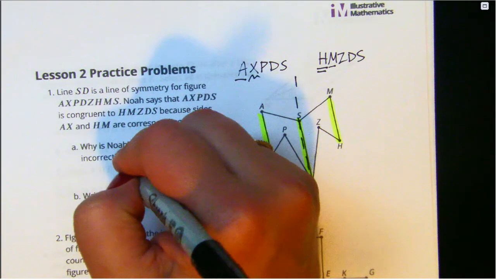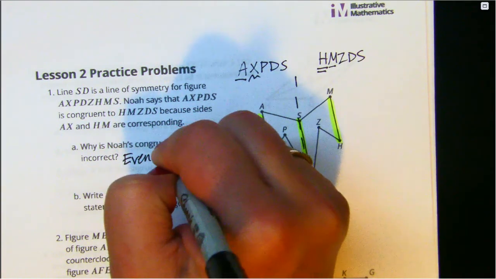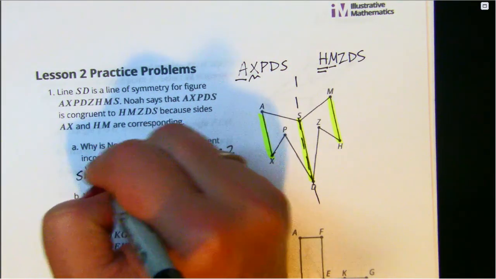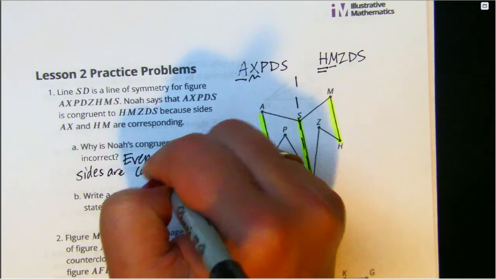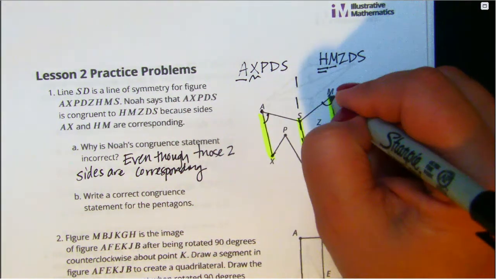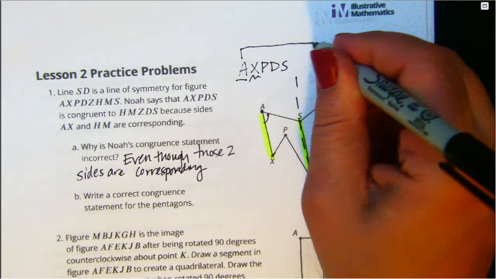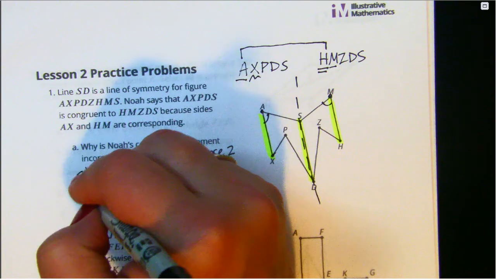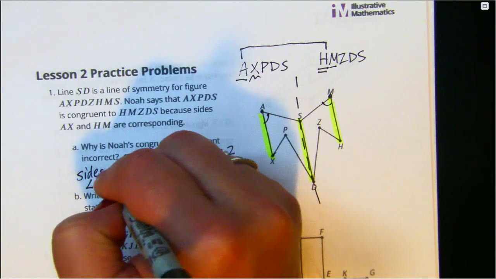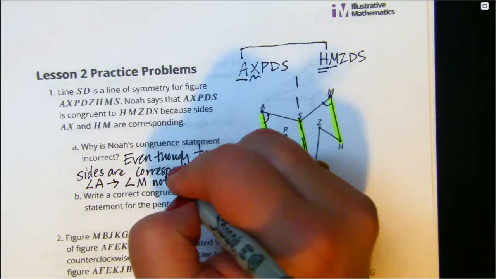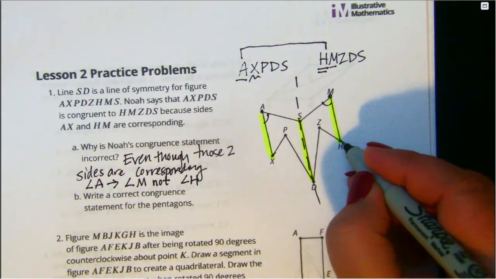So even though those two sides are corresponding, we know that angle A has to go to angle M, or point A has to go to point M, and he does not have those two lining up. So we could say angle A goes to angle M. Not, he has it going to H, which is way down here.